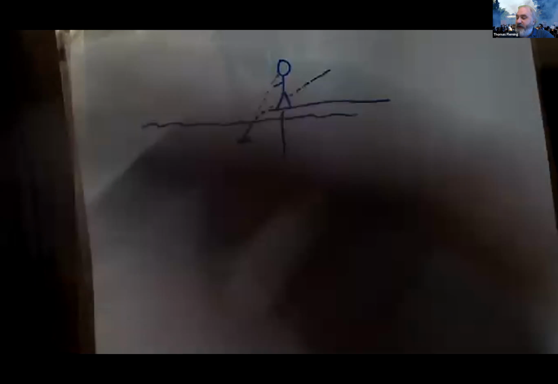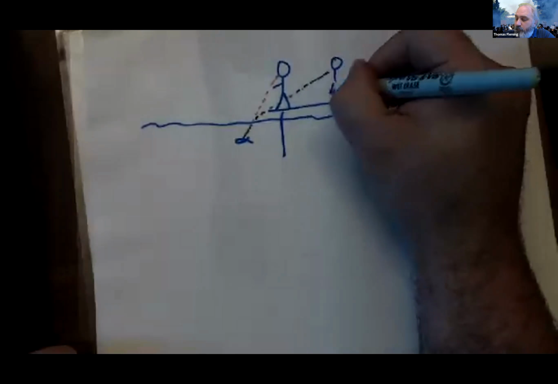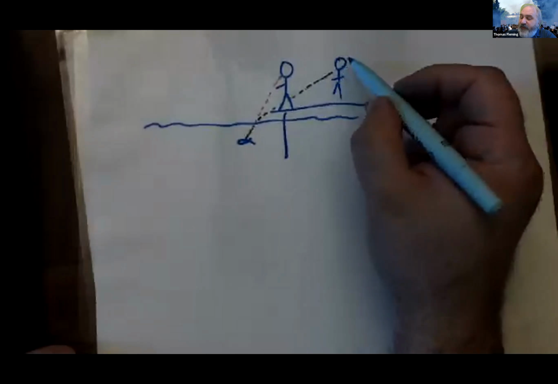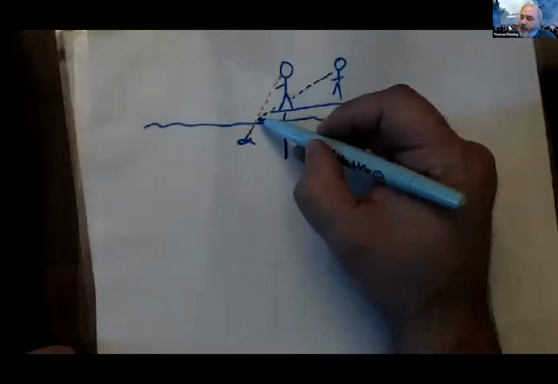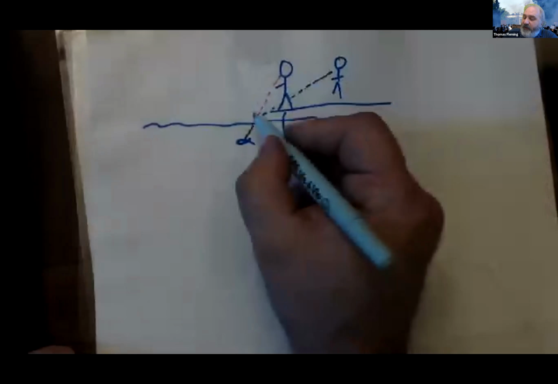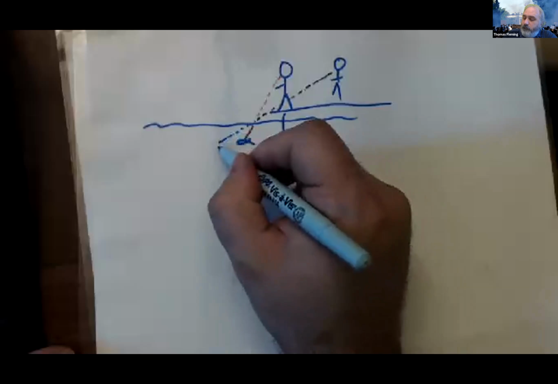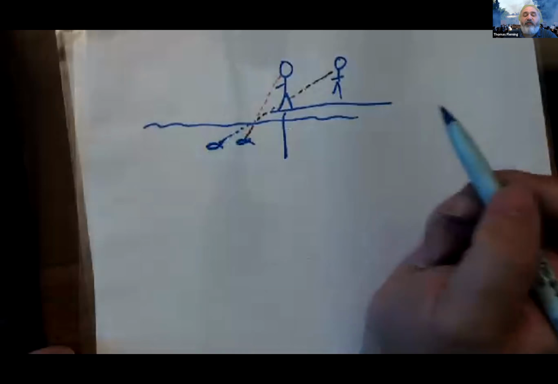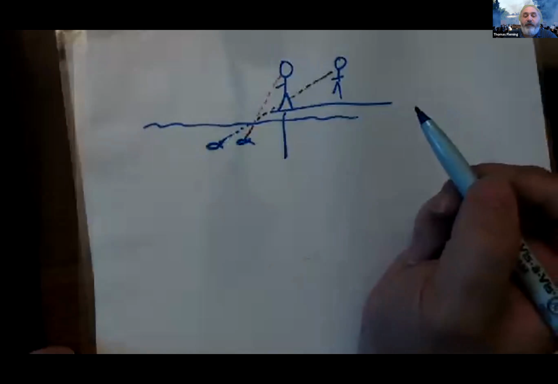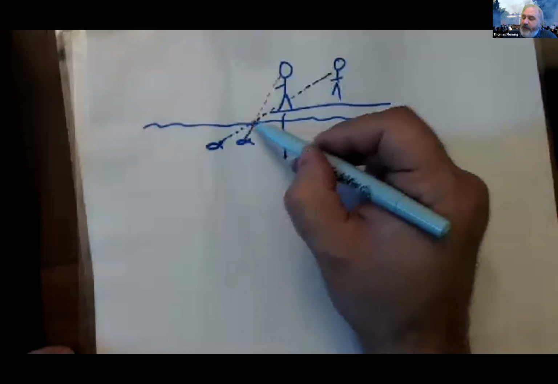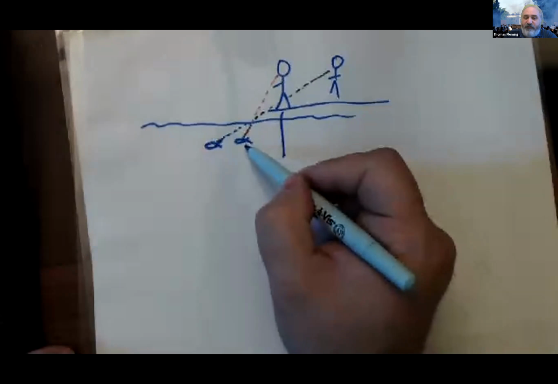So if somebody was standing, say, behind you, this person is going to see the fish. However, for them, the light is coming from here. To them, it's going to seem like the fish is in a slightly different position from where it really is. It's going to seem to them that the light came from this location and the fish is really here, when in fact the fish is there.